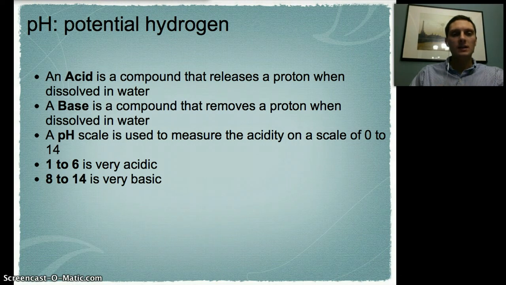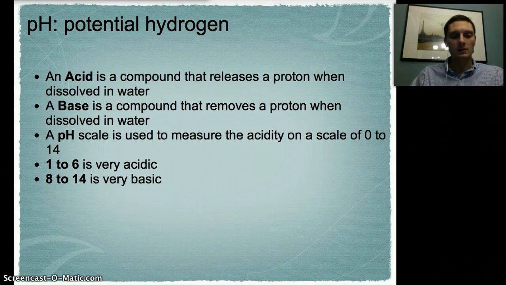Something that's in a range of 1 to 6 we would call acidic. It's an acid, 1 being the most acidic and 6 being a very slight acid. On the opposite of that, 8 to 14 is basic, and so 14 is going to be the most basic, and 8 is not very strong of a base. So the farther away you move from 7, as you probably noticed, the more acidic or more basic it's going to be.